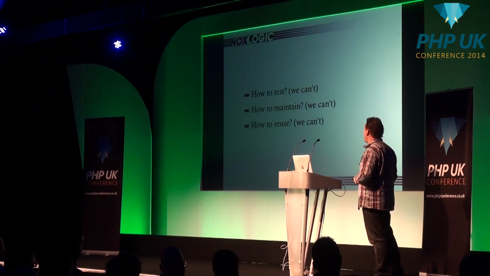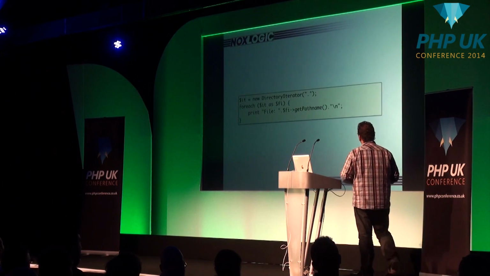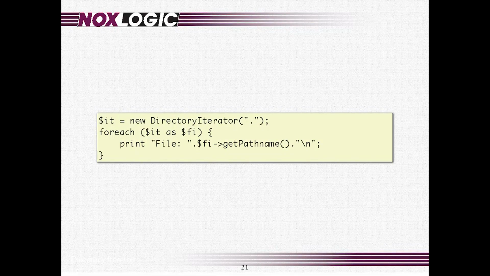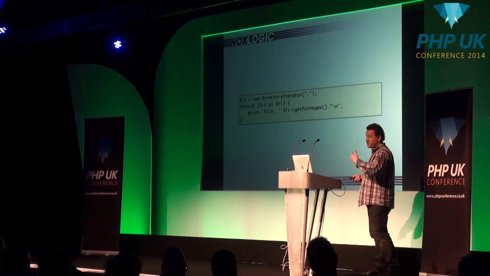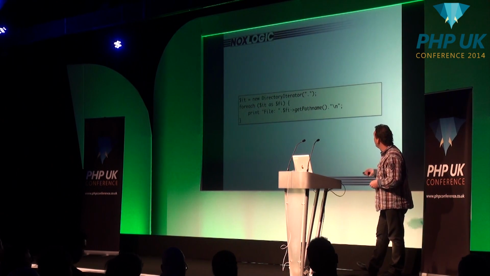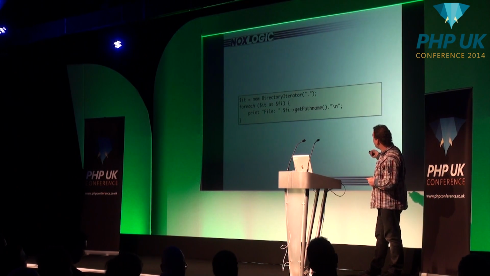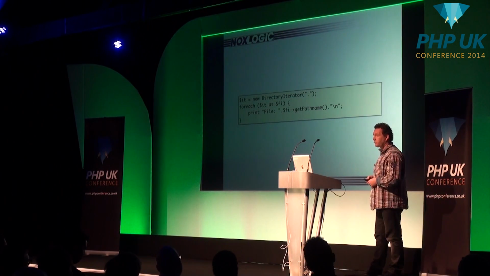So let's change it and let's use iterators. So this is pretty much the same thing what we did before, only with iterators. And even if you have no idea what a directory iterator is, you probably understand what this code says. So I have a directory iterator which iterates over the current directory, and then it shows all the paths of all the files that are there.